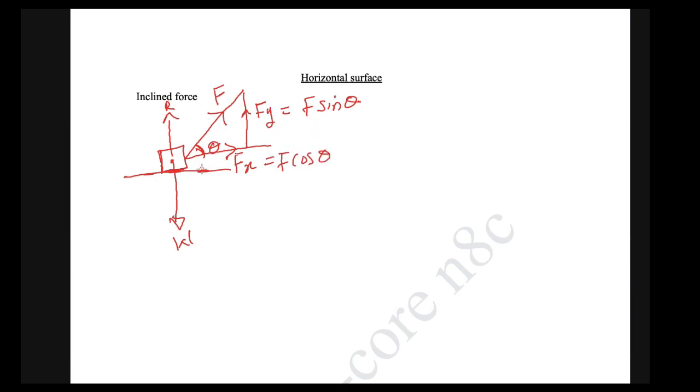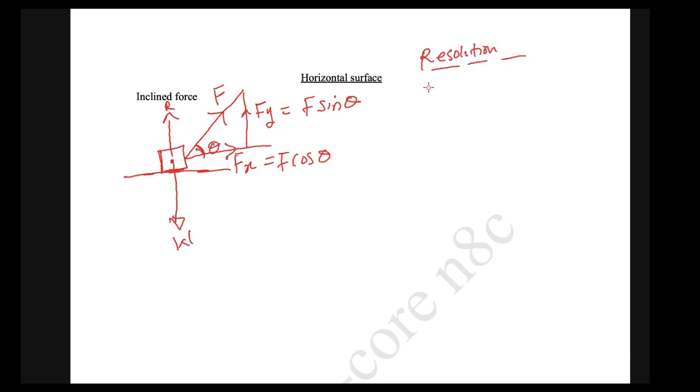So now again, our goal is to move this object horizontally. So the component of this force that is moving the object horizontally is the horizontal component of the force, which is Fx, also called F cos theta. So what we'll do is to resolve the forces. So let's do resolution of the forces.